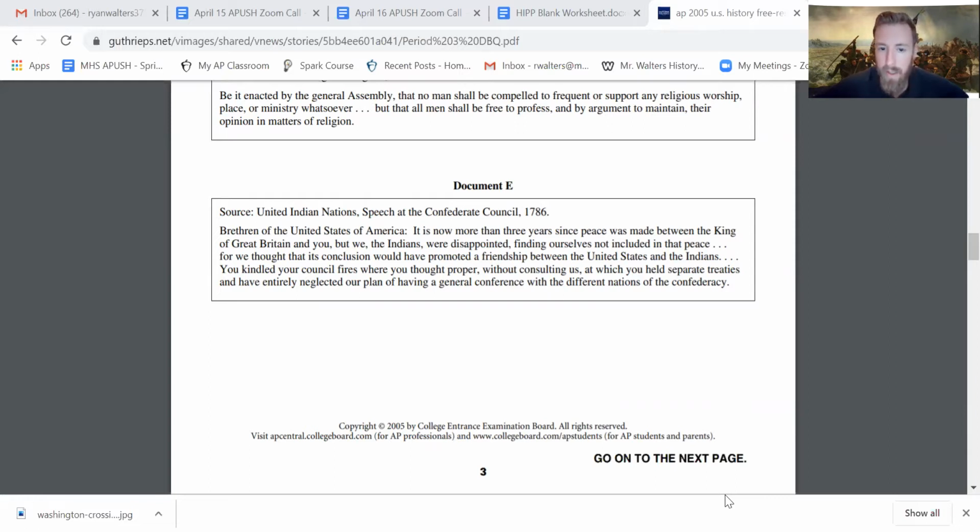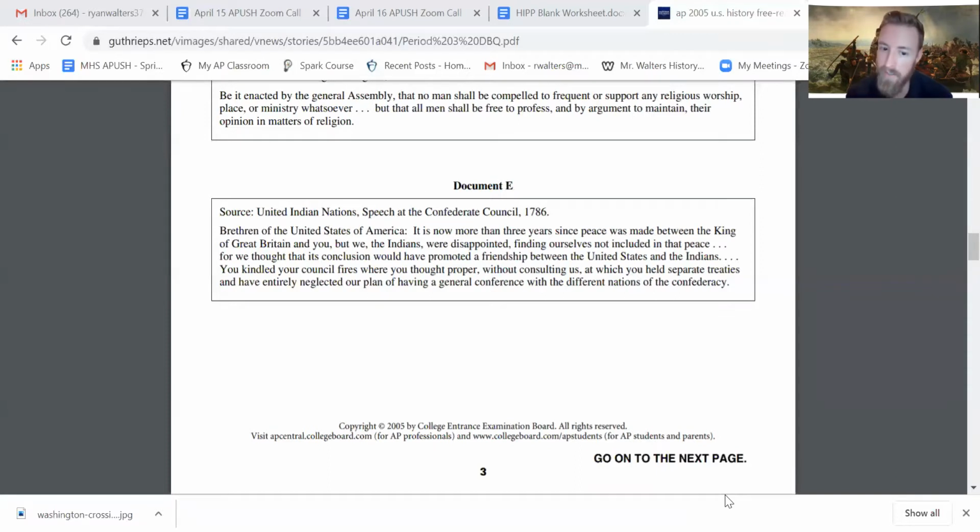Brethren of the United States of America, it is now more than 3 years since peace was made between the King of Britain and you, but we, the Indians, were disappointed, finding ourselves not included in that peace. For we thought that its conclusion would have promoted friendship between the United States and the Indians. You rekindled your council fires where you thought proper without consulting us, at which you held separate treaties and have entirely neglected our plan of having a general conference with the different nations of the Confederacy.